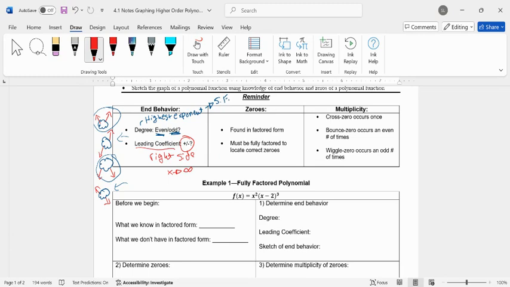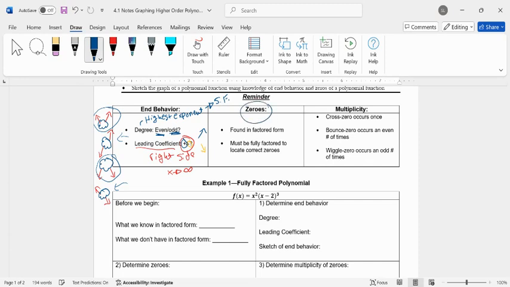If your lead coefficient is positive, let me do a different color here. If you are positive, you will end on the right side going up. And if you are negative, you will end the right side going down. And then even or odd will tell you if the other side's going to mirror that or if it's going to be the opposite. We'll do a few examples with that.